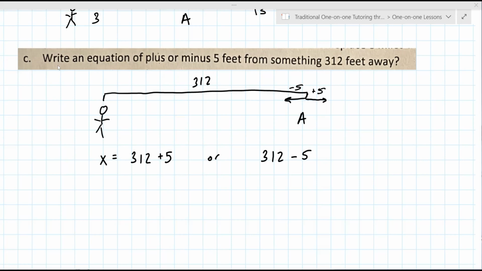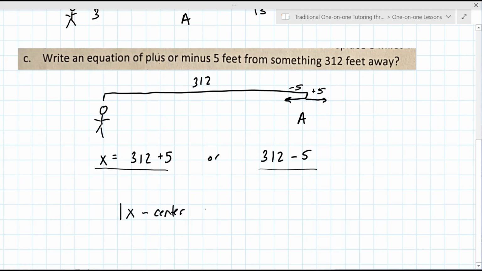So yeah, here's where we left off. It says write an equation of plus or minus 5 feet from something 312 feet away. So this is numerically what it is, but the equation we can actually write with absolute value. We can actually write absolute value of x minus the center.